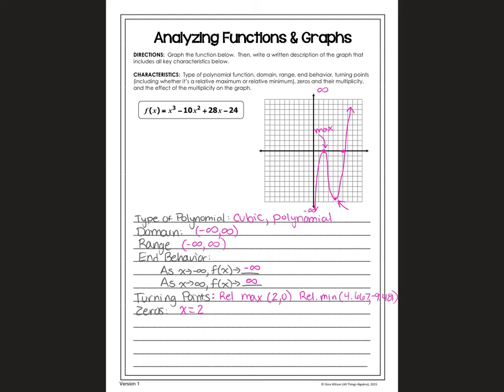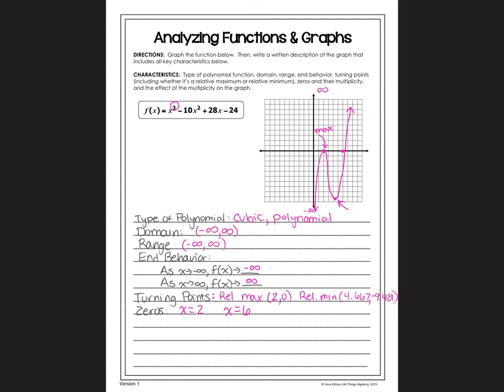Now that one bounces off the graph, so it's an even multiplicity, okay? You have one at x equals 6, that one crosses, so it's an odd multiplicity. Remember that your degree has to have the same number of zeros. So our zeros have to add up to 3.